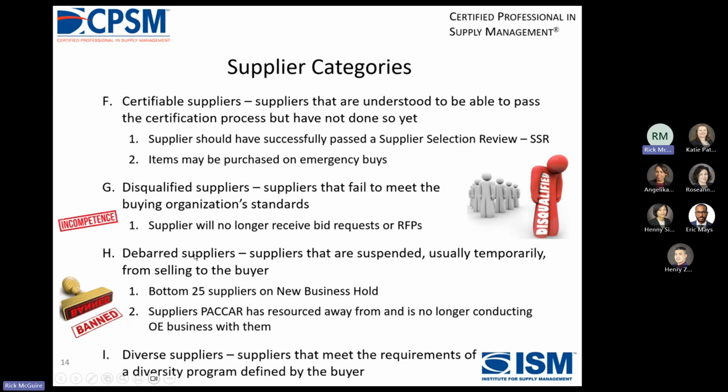Then you get into disqualified and debarred. Why they got two categories here, I don't know. You would think disqualified would be the worst, but it's not. So disqualified means they messed something up. And, oh no, I'm sorry, I get this screwed up all the time. Disqualified means they're incompetent. This guy, there's no hope for them. They're disqualified. We got rid of them. We're not going to talk to them anymore. Debarred, on the other hand, means they're just banned from new business hold or something like that. They messed something up on the bid or something. Maybe we resourced away from them. They're no longer conducting OE business with them, but we want to go back. That could be a debarred supplier. And then there's diverse suppliers, suppliers that meet requirements of a diversity program.